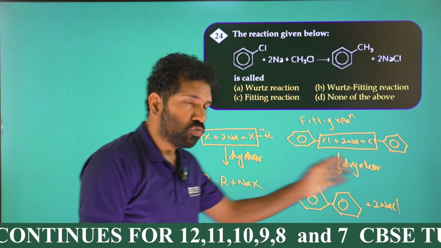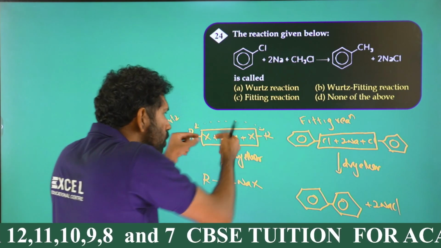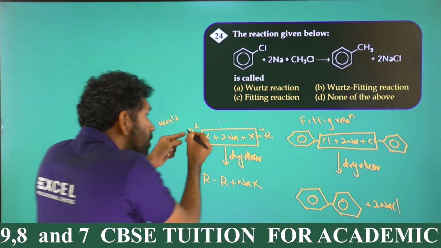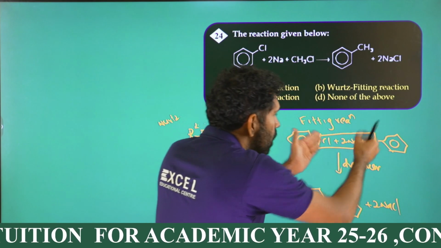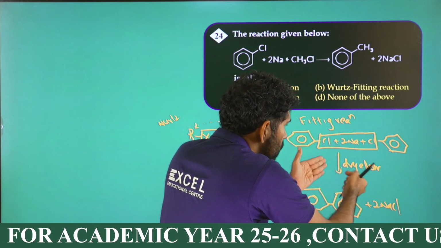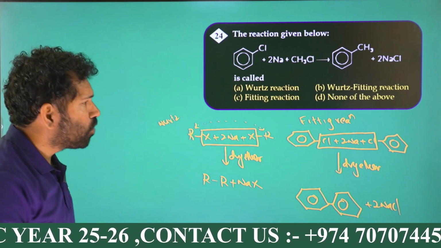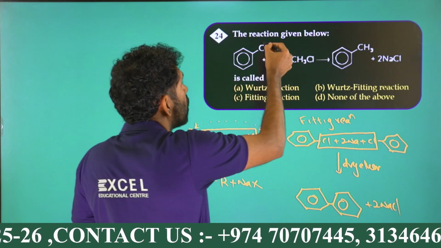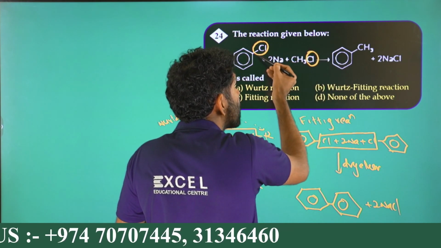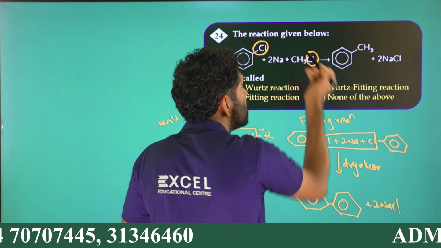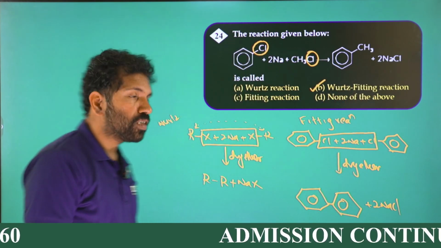Two alkyl halides treated with metallic sodium in dry ether, you remove NaX and combine this R and R. You get an alkane with double the number of carbons, that's Wurtz reaction. Two aryl halides with metallic sodium in dry ether, you will get biphenyl or diphenyl. Now this is an aryl halide and this is an alkyl halide. We take one aryl halide and one alkyl halide, and do the reaction with metallic sodium, and we get toluene. That comes under Wurtz-Fittig reaction. The answer is Wurtz-Fittig reaction.